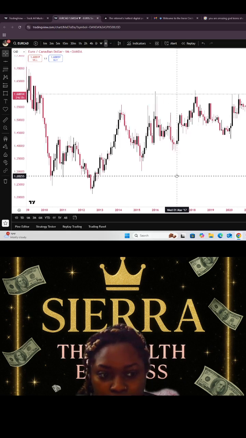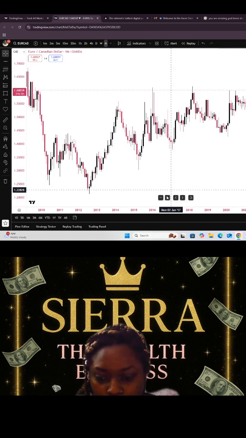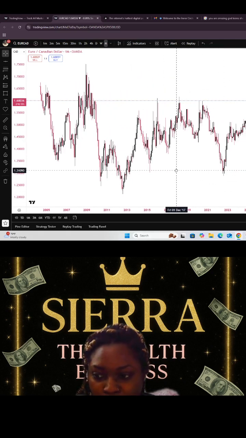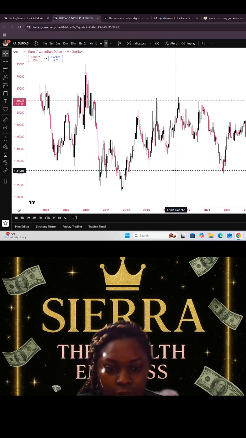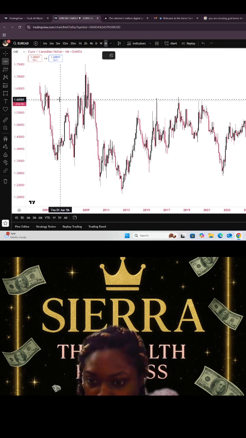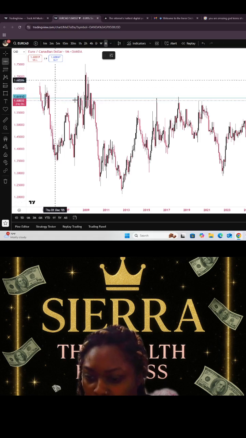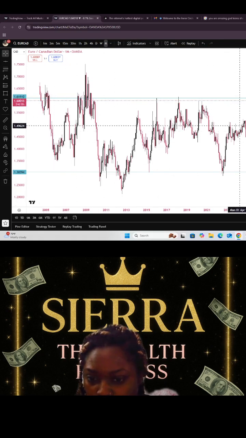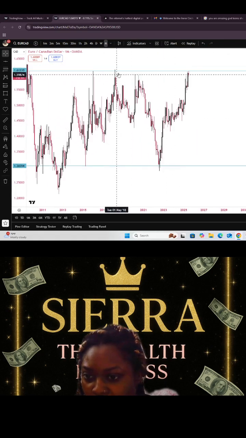All right, so I'm gonna look for something for y'all on EuroCAD. Okay. All right, so we're on our monthly time frame, and EuroCAD looks like a big area of consolidation, right? Price isn't really breaking this high or these lows. Okay, so it's in a big area of consolidation.